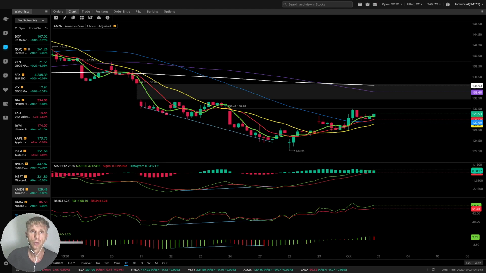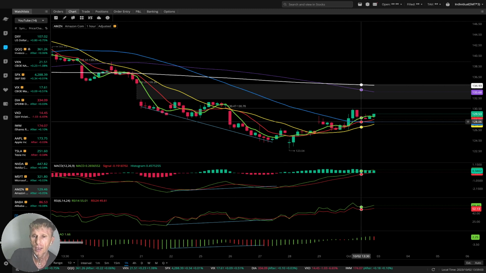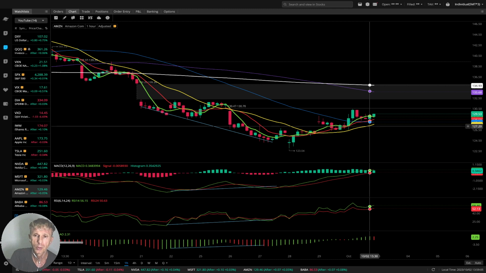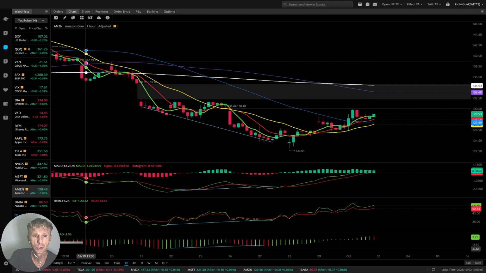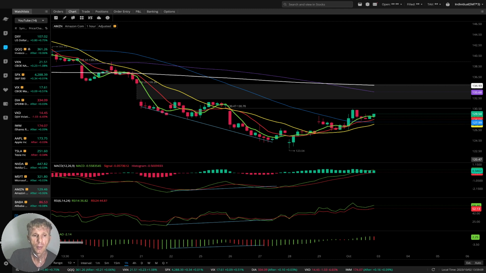Same setup on Qs. Amazon on 1 hour time frame is bullish because MA5 and 10 and above 20 and 50. Bullish trend for Amazon.